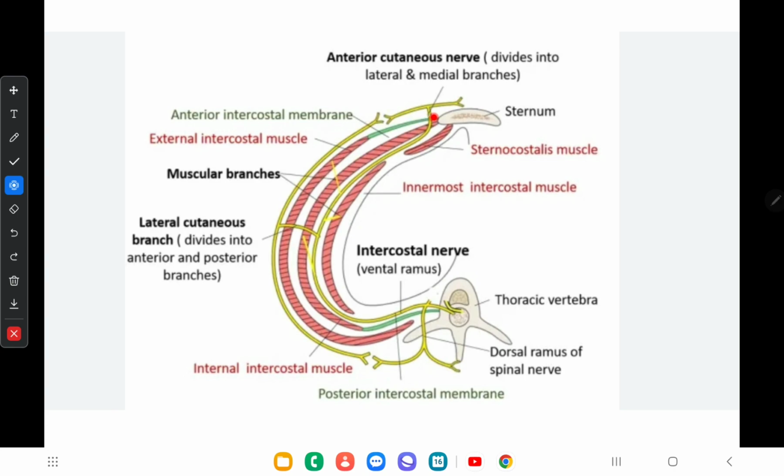Then it terminates as the anterior cutaneous nerve, and it divides into lateral and medial branches. Then the other branches are the muscular branches, given to the external intercostal muscle and then the internal intercostal muscle as well as the innermost intercostal muscle. You can see the muscular branches here.